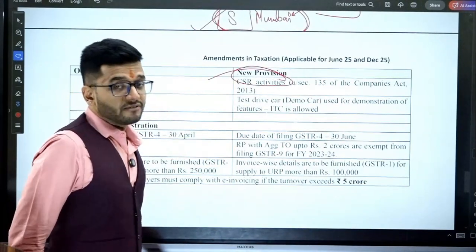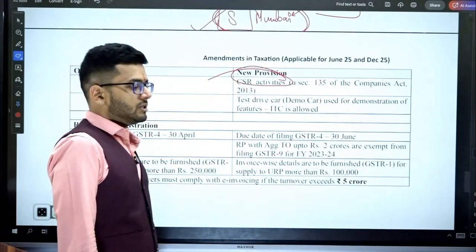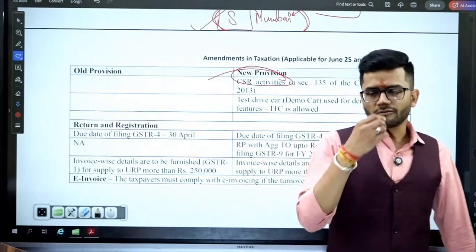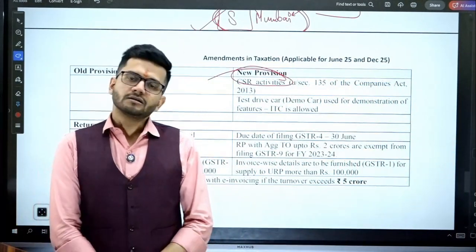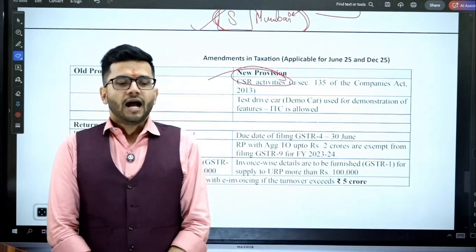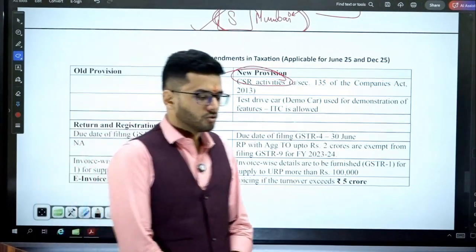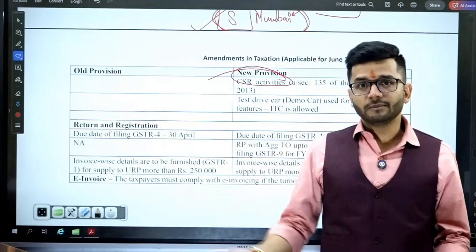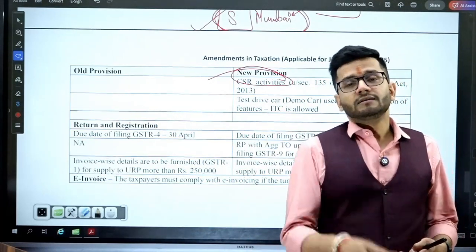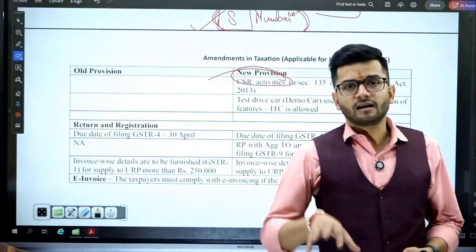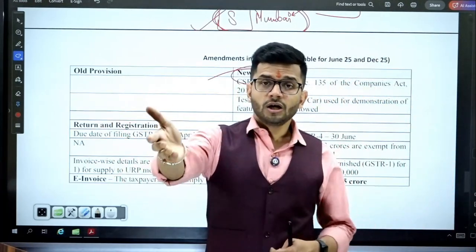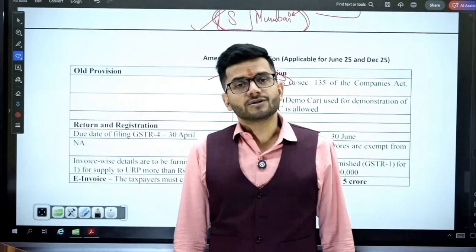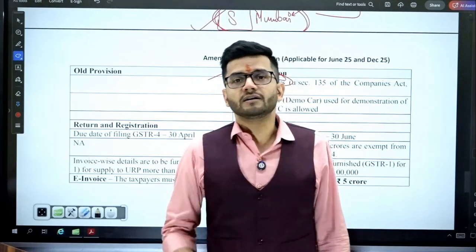A recent amendment is on test drive cars. Test drive cars means the car dealers. What is the role of car dealers? Car dealers purchase cars and sell them to the ultimate consumers, and the credit will be taken for those cars, right? Now, these dealers sometimes purchase cars not for further selling, but for demonstration purposes, just to show the features to the buyers, just to give a test drive to the buyers.